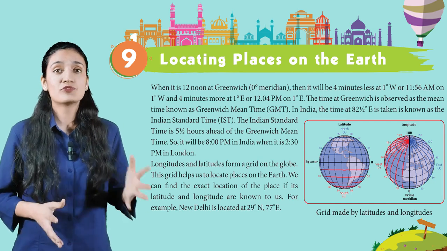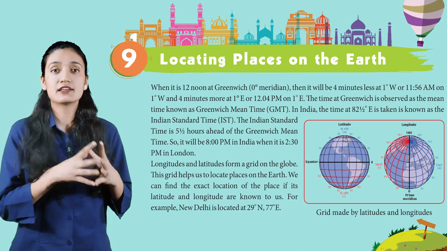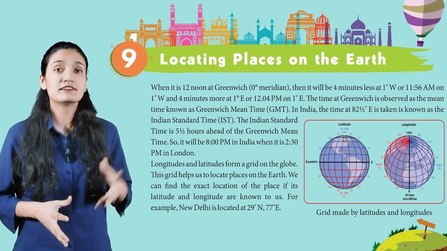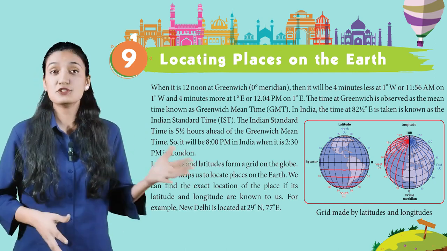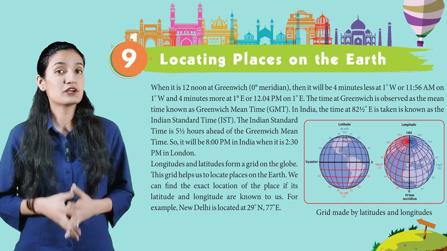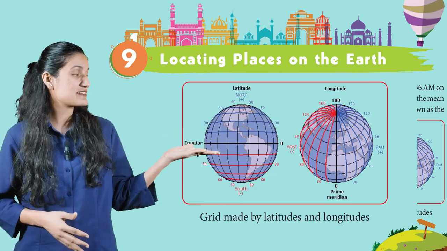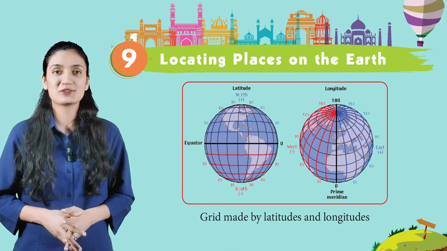Longitudes and latitudes form a grid on the globe. This grid helps us to locate places on the earth. We can find the exact location of a place if its latitude and longitude are known to us. For example, New Delhi is located at 29 degree north, 77 degree east. Here you can see in the picture the grid made by the latitude and longitude.